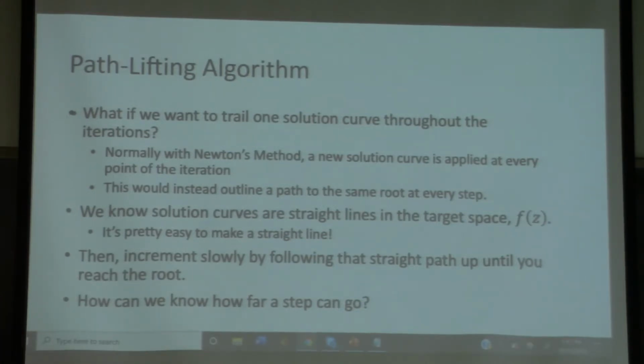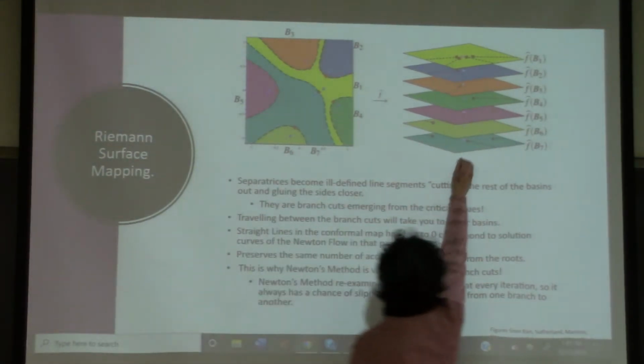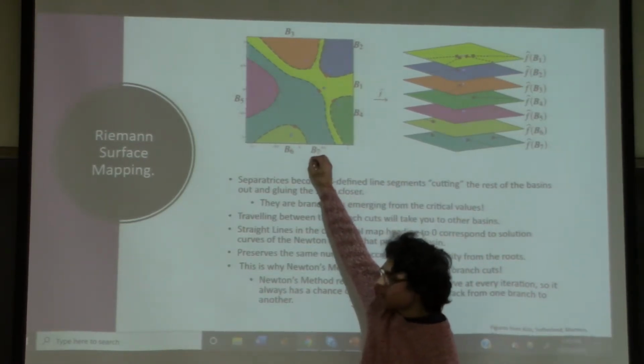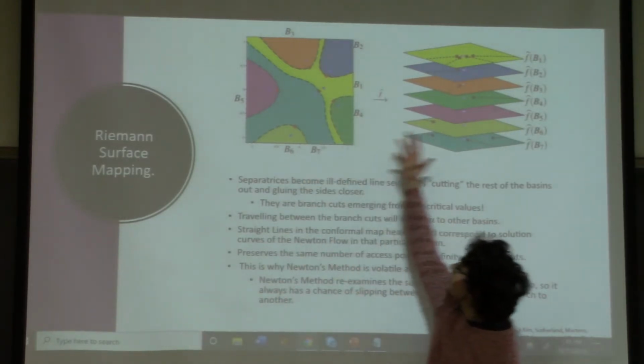Okay. We know the solution curves are straight in the target space. This is what I was saying partially before: if you have the actual complex plane, straight things there turn into solution curves inside the basins. So it's easy to make a straight line in the target. When I'm talking about target and the initial, this would be the target space, and this is called the complex plane, this is C target, okay?